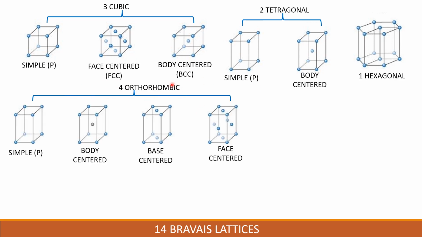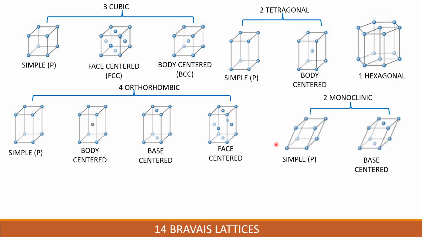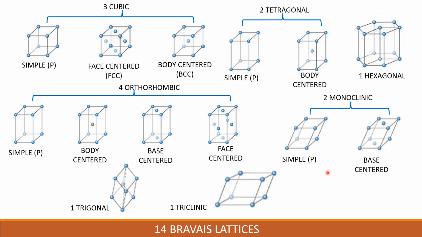Then for the orthorhombic, we have four possibilities: simple, body-centered, base-centered, or face-centered. This is the same as in the case of cubic, but additionally, we have the possibility to have an atom at the base of the unit cell. So this is the base center. Then we have monoclinic. Again, two possibilities: simple and base-centered, trigonal, and triclinic. In total, we have only 14 possibilities, which are known as the 14 Bravais lattices.